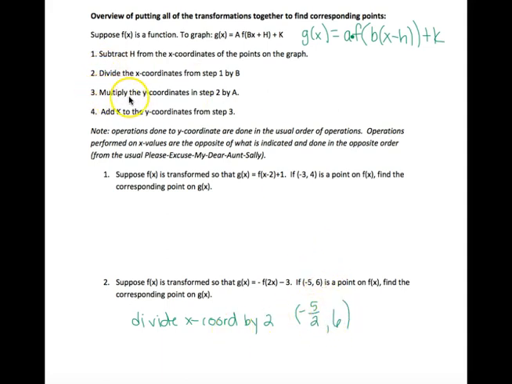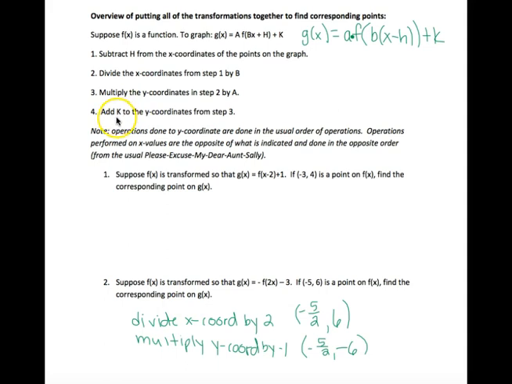So I did that. Now I look, multiply the y coordinates in step 3. So take this answer, not the original, and multiply the y coordinates by a. a in this case is negative 1. So my y coordinate is 6. When I multiply that by negative 1, that gives me negative 6.